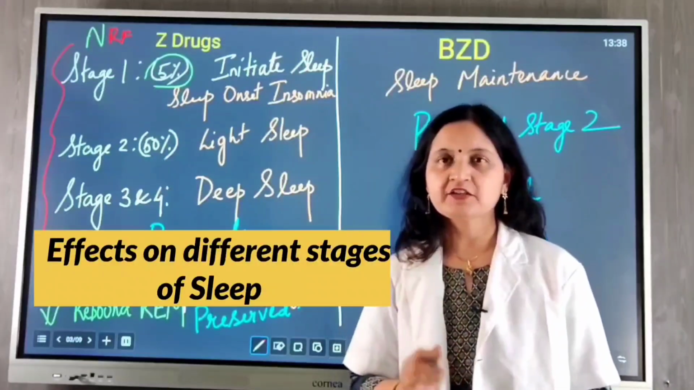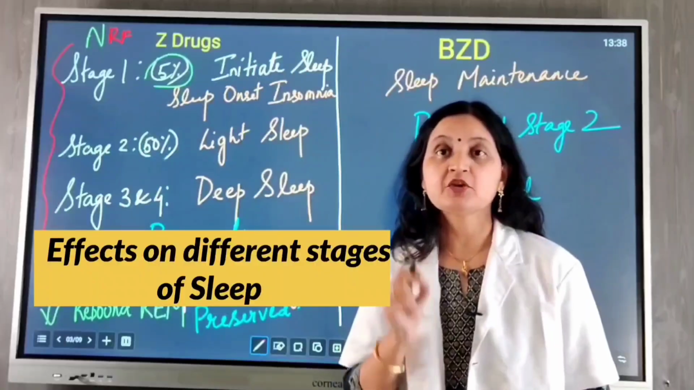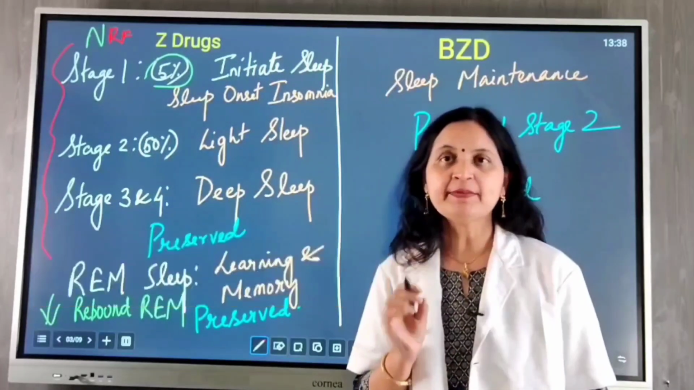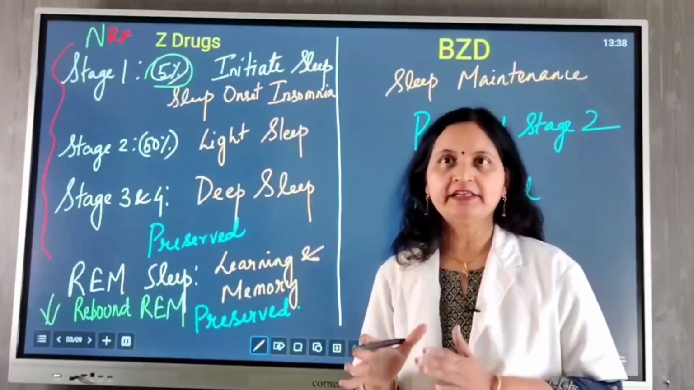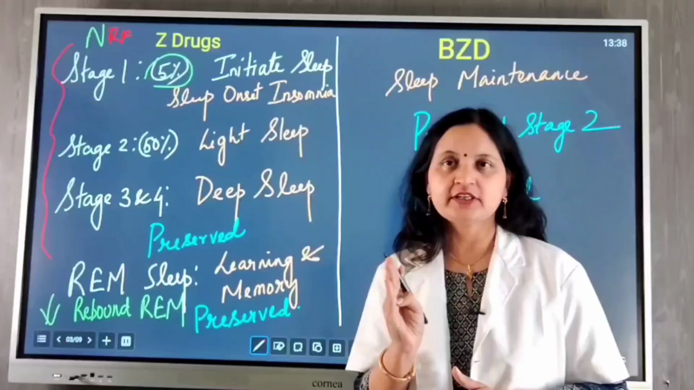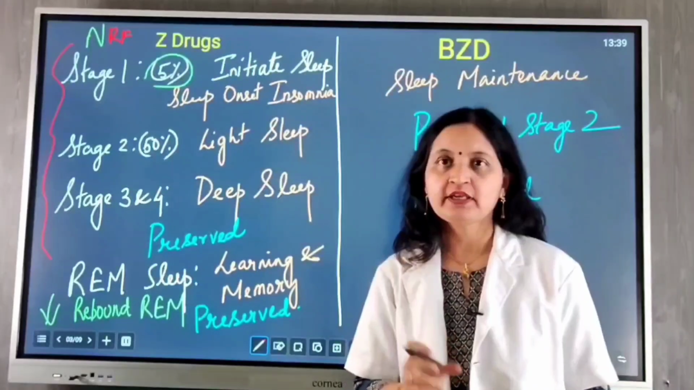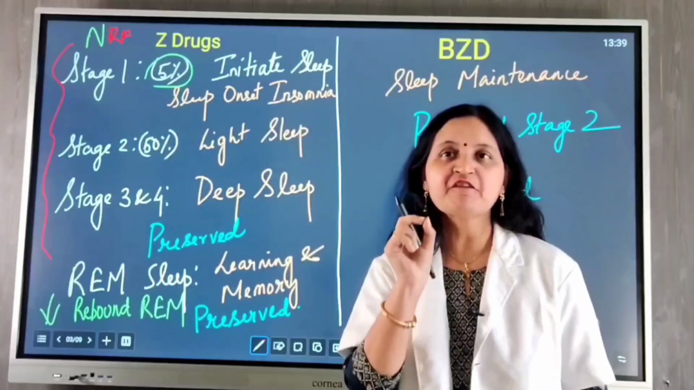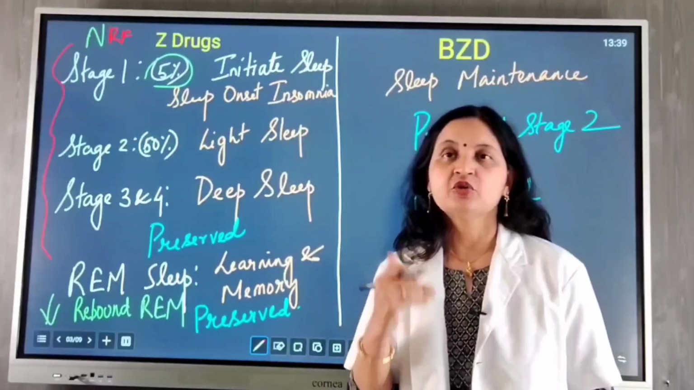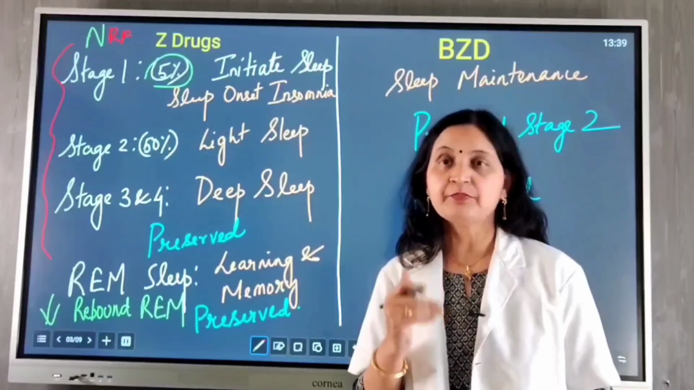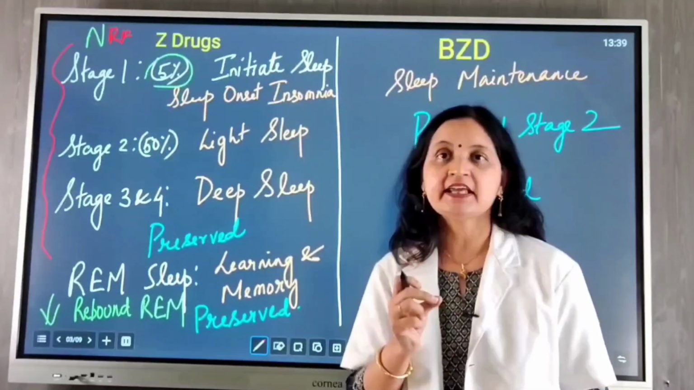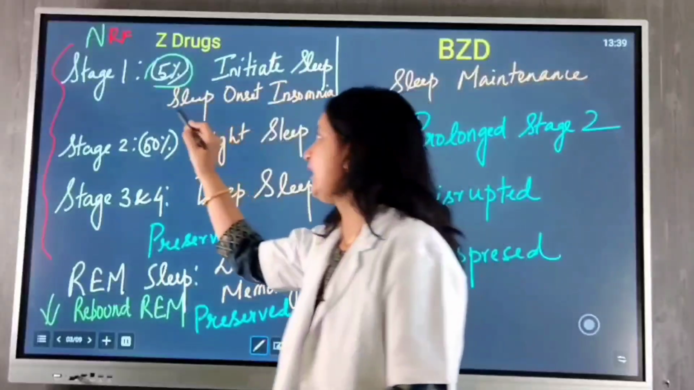Let's see what the effects of Z group of drugs and benzodiazepines are on different stages of sleep and their clinical significance. Now, sleep is divided into non-REM and REM. Non-REM is subdivided into 4 stages, stage 1 to stage 4. Stage 1 constitutes only 5% of the sleep time and it helps to initiate sleep. The person is relaxed but wakeful, and any disturbance in this stage leads to sleep onset insomnia.